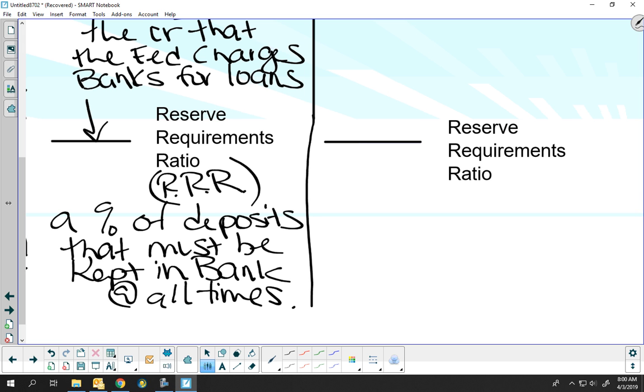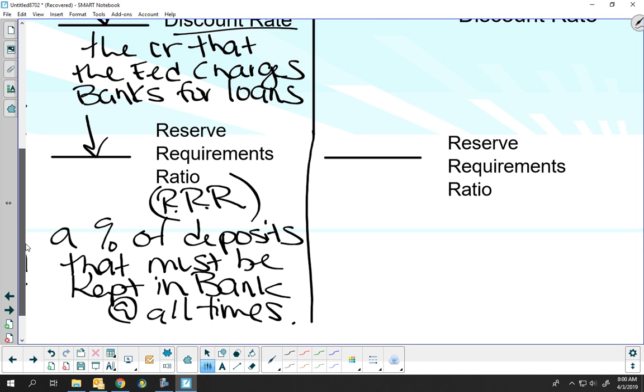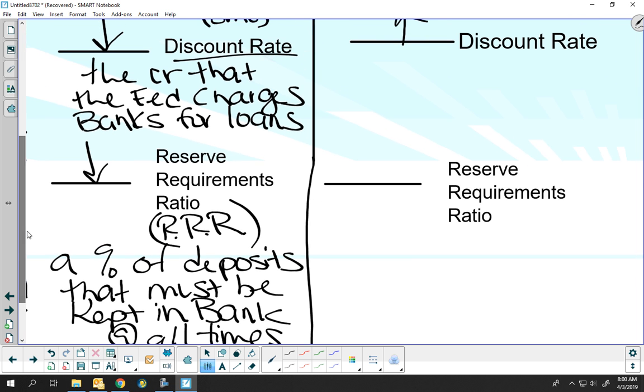This tool is rarely used. They're really going to be buying and selling bonds. They're probably not going to change the required reserve ratio all that much. But if you guys are spending way too much money, and I need to hold more money in the vault and give you less, then I'm going to raise the required reserve ratio, the RRR. It's a pirate's favorite monetary policy tool.